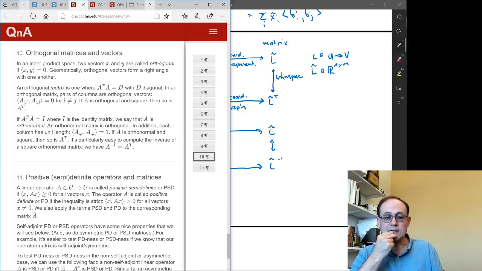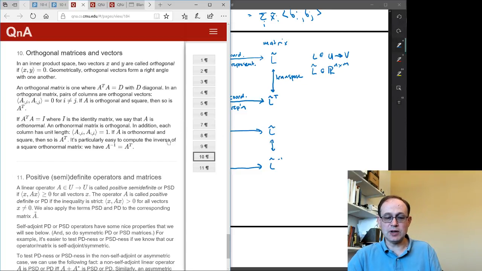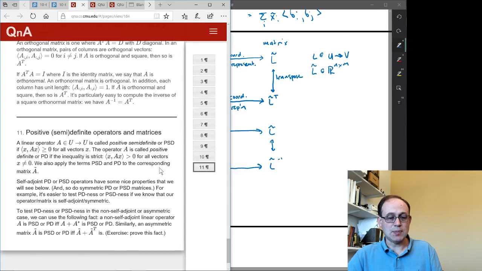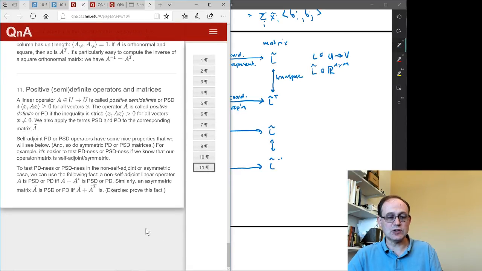All right, and a last useful property of operators or matrices is positive definiteness or positive semi-definiteness. These are two related properties. So let's say we have a linear operator which maps a vector space U to itself. Let's say that the inner product between x and Ax is always non-negative. In that case, the operator is called positive semi-definite, and it's called positive definite if the inequality is strict. In other words, x dot Ax is bigger than 0 for all vectors other than the 0 vector.